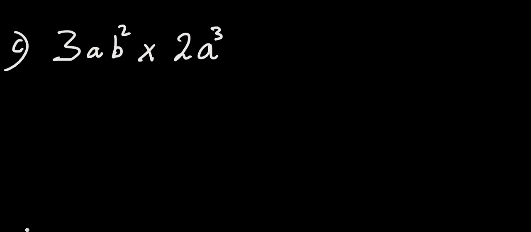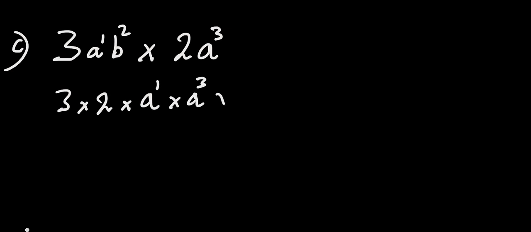Question C. We have 3ab squared times 2a cubed. So we can rewrite this as 3 times 2 times a, we can just simply put 1 here, exponent 1 times a exponent 3, and then times b exponent 2, or b squared. Now we can just multiply the numbers, and that is going to give us 6. So 3 times 2 is 6.